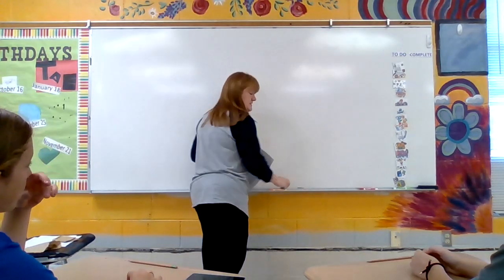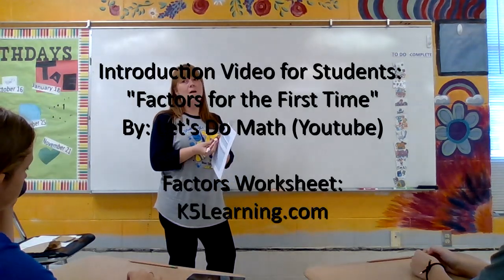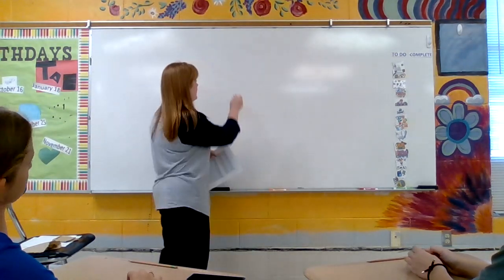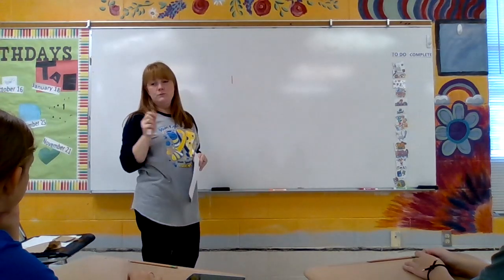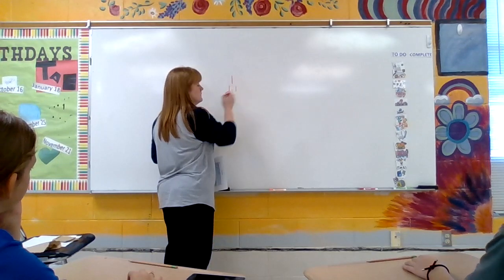I wrote down the word fractions. That's not what we're doing today. We're talking about factors, okay? So let's think about what makes up a number. I'm going to give you a number. What about 1? What times what will give you 1? 1 times 1. So the factors of 1 are 1 and 1.